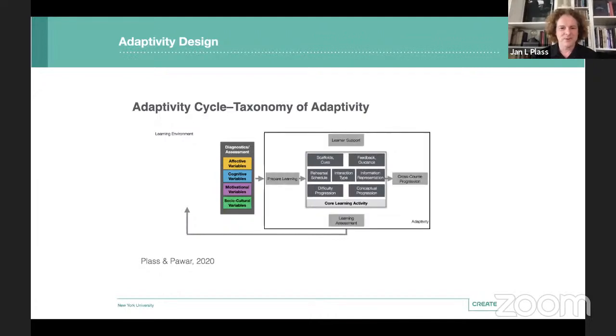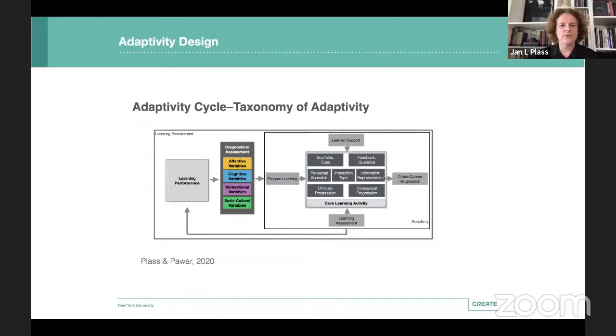This is not coming up the way it's supposed to, but we have an adaptivity cycle where, from the learner performance, we decide on what variables to use for our assessment. And here you see what I started out with in this subsection, that we can pick affective variables. We could pick the learner's emotions. Cognitive variables, we could pick their level of comprehension or understanding of a subject matter. Motivational variables, we could measure how motivated they are for a particular subject matter. Or sociocultural variables, we could see whether the learners have a certain sense of belonging or a need for social interactions, etc., and then respond to that.